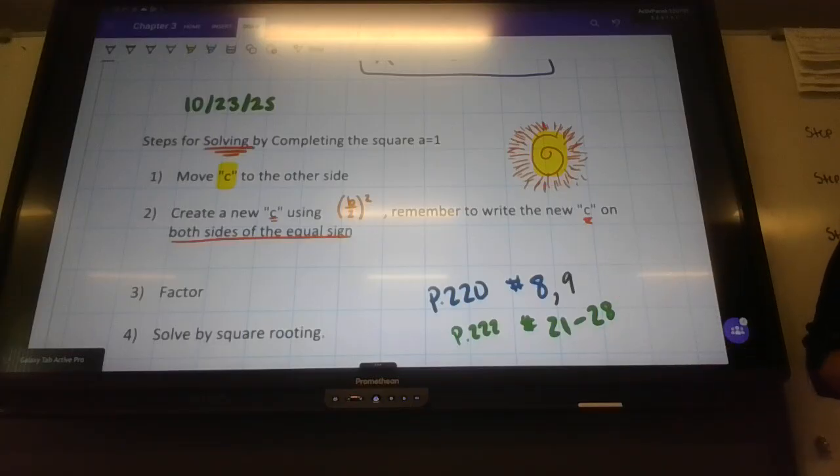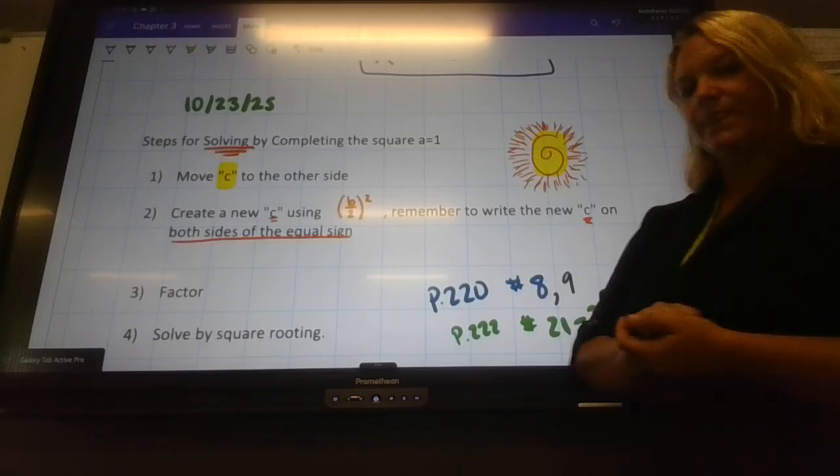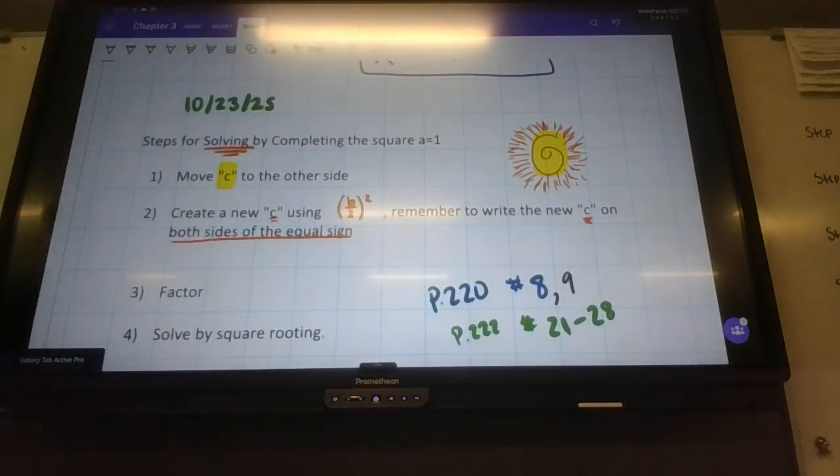So, when you're asking me on October 3rd, how do I do this? I'm going to say go back to October 23rd. The steps are written there, and I'll ask you for those steps. So make sure you get these steps written. We'll give you a moment to read through them, and then we're going to do number 8.